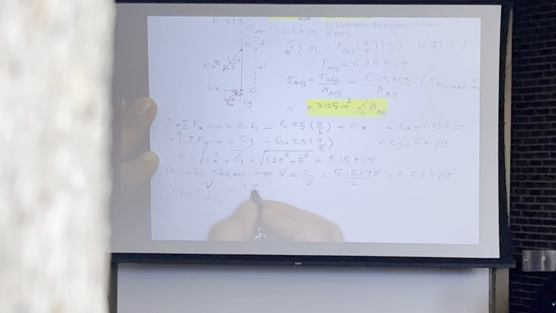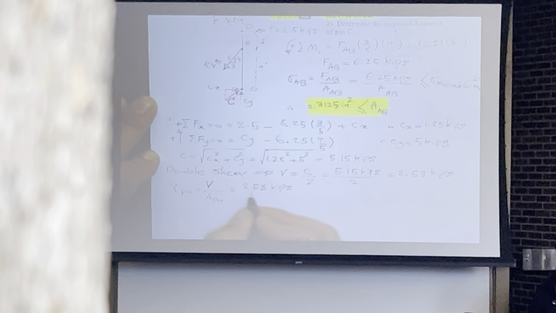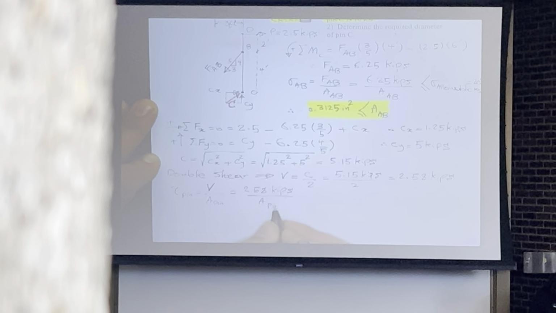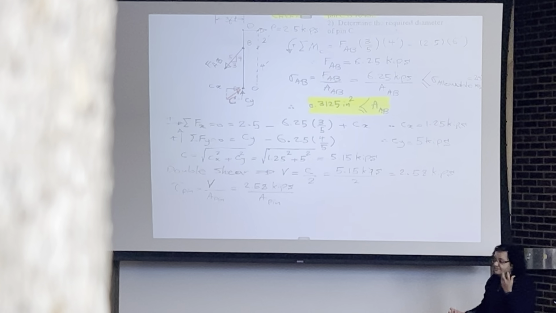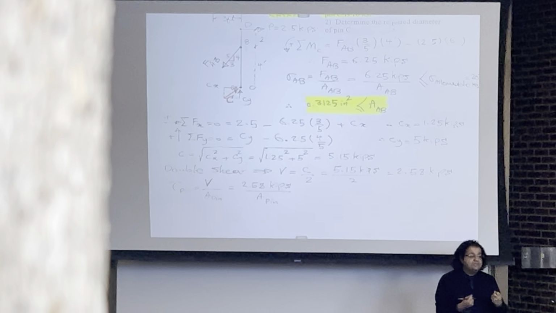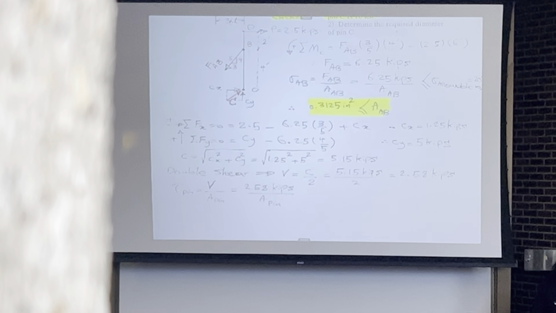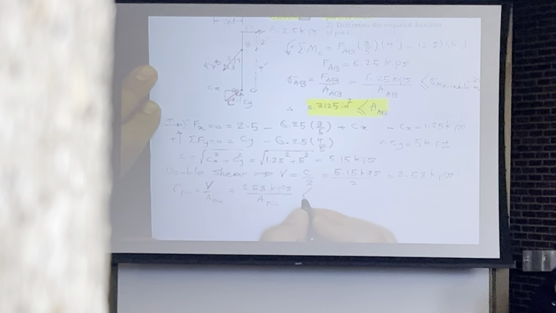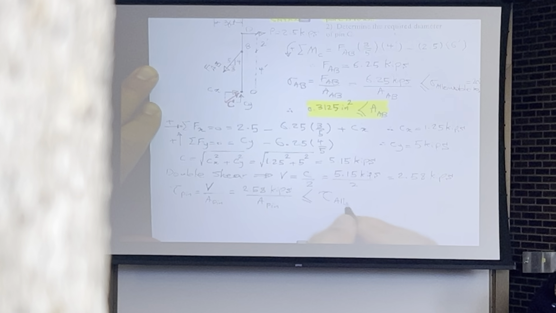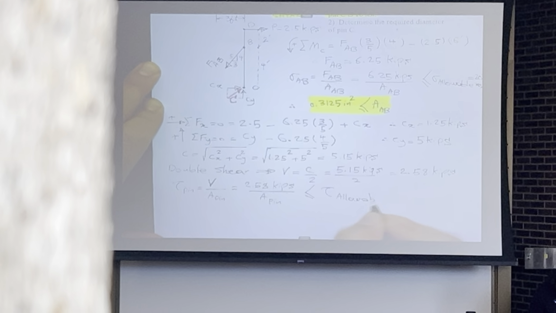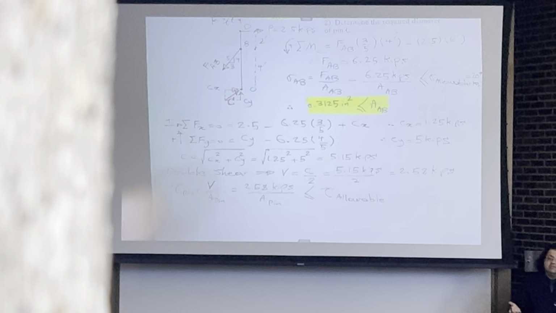So it's going to be 258 kips divided by the area of pin. This is the difference between a design problem and an analysis problem. In design problems, always some information is missing. Here the area is missing. We do not know the area. But we know that this shear stress cannot exceed the allowable shear stress. So this is actually the design rule that we're gonna use in this class.